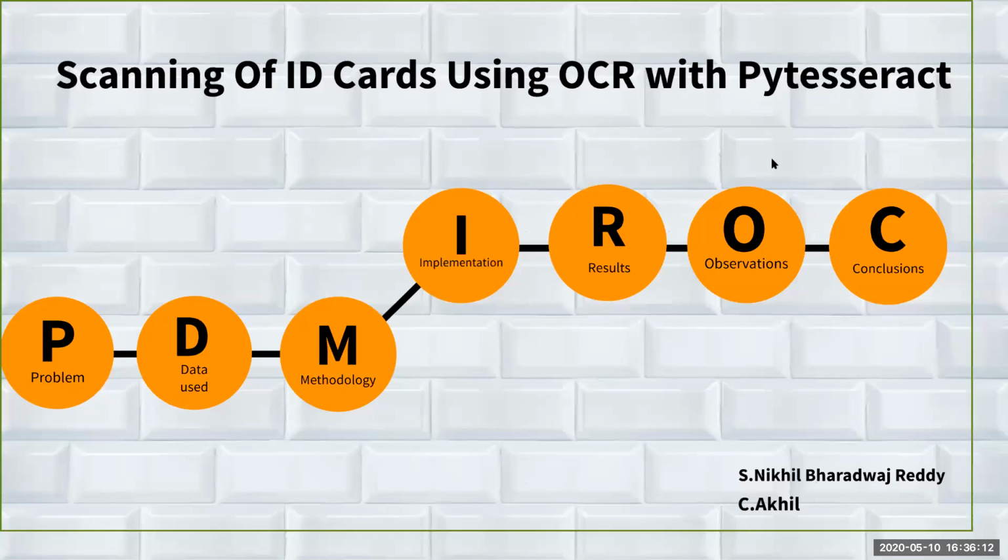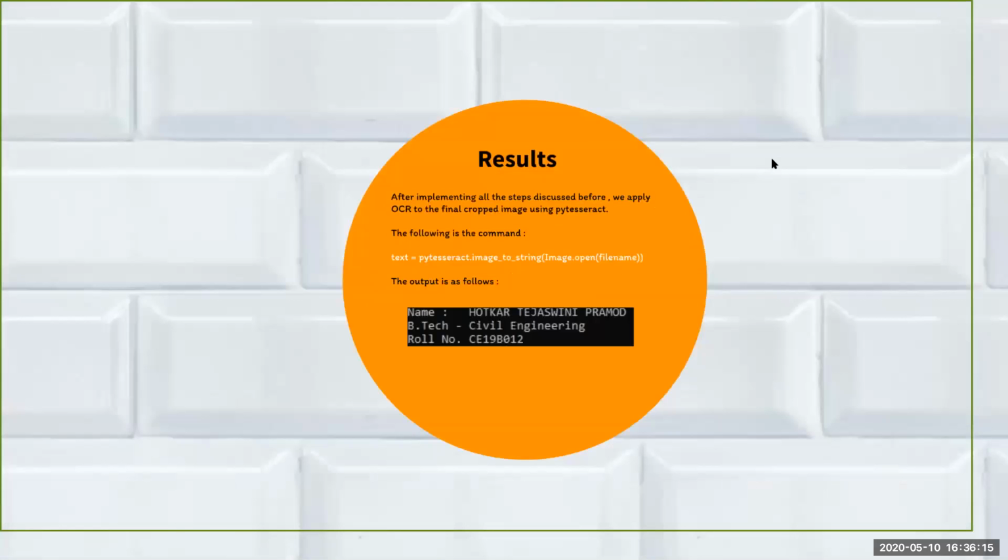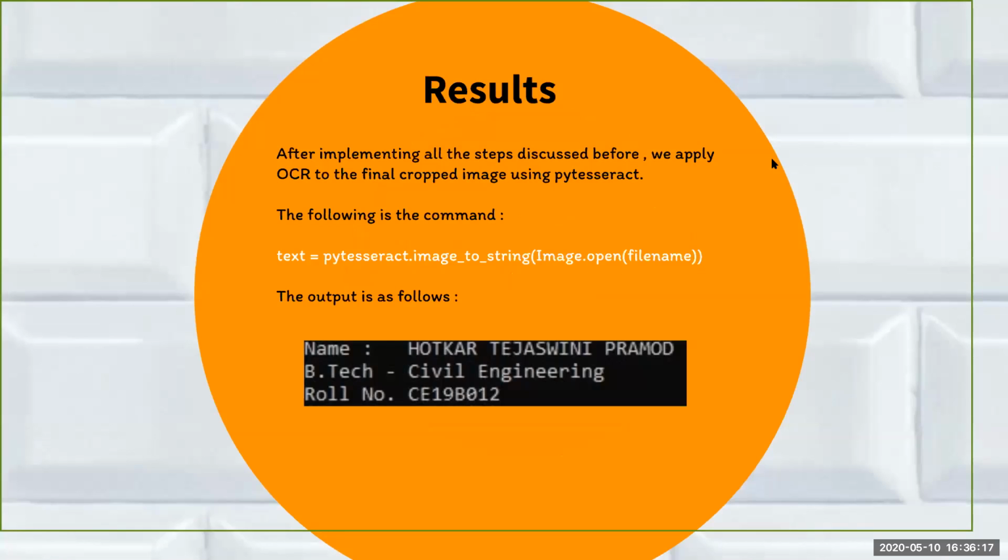After implementation, the next step is the results. First, we converted into grayscale, then we applied the required pre-processing for that respective image, then we cropped out all the unnecessary information, and after that, the final cropped image is given to OCR, and it will be converted into text using PyTesseract. PyTesseract is an OCR tool which converts the text in an image and gives it out as strings. The command to convert the image into string is given below, and the output is as shown in the figure.